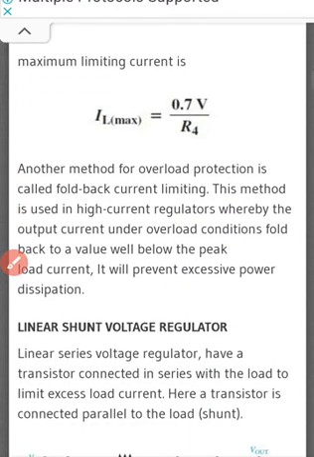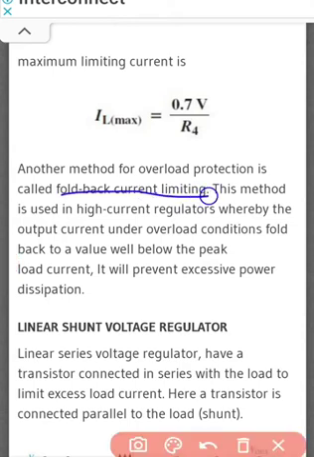Another method for overload protection is called foldback current limiting. This method is used in high current regulators, where the output current under overload condition folds back to a value well below its peak load current. It will prevent excessive power dissipation.